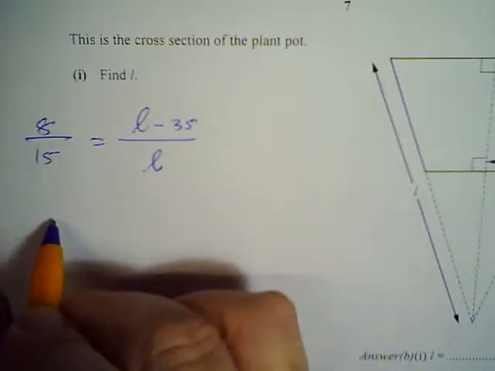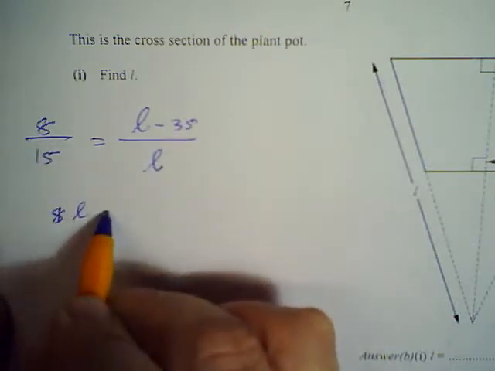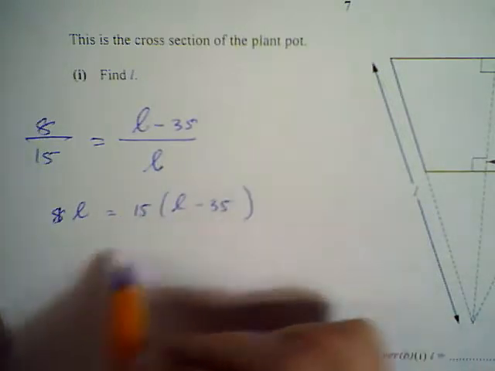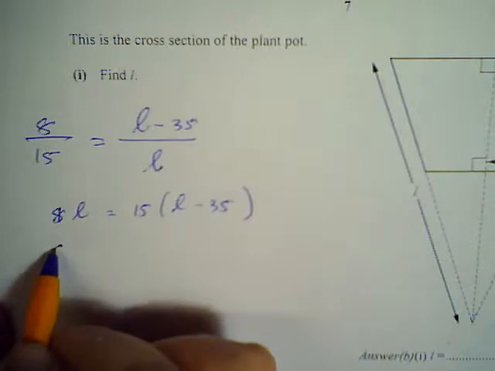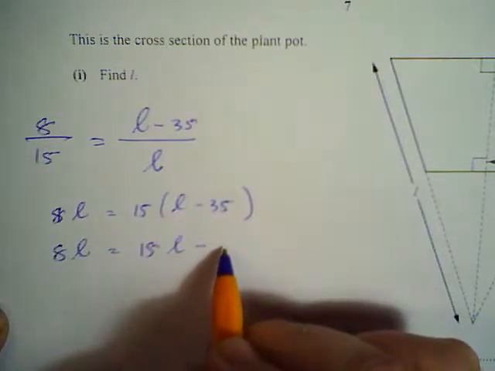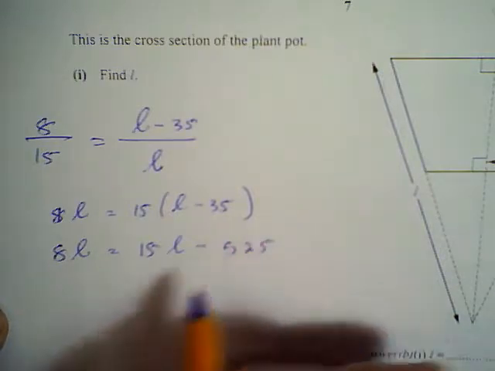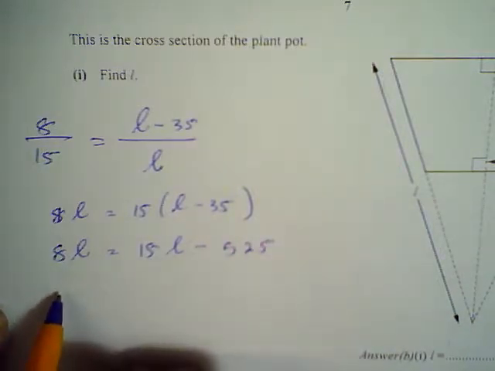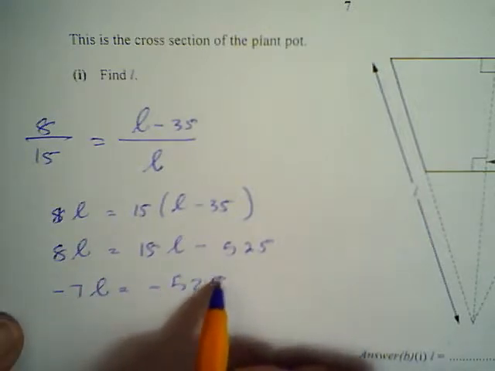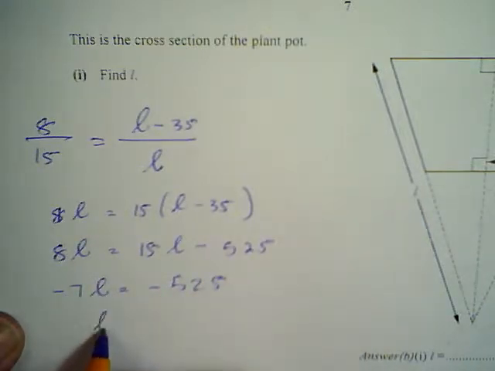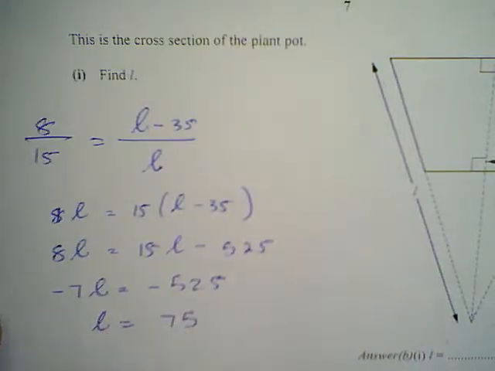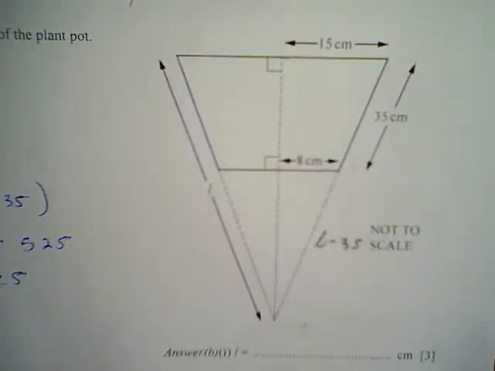We can cross multiply, so 8L equals 15L minus 35. I just distribute there. 8L equals 15L minus 525. That would give me negative 7L equals negative 525. And divide by negative 7, that would give me 75. So my original length there is 75.